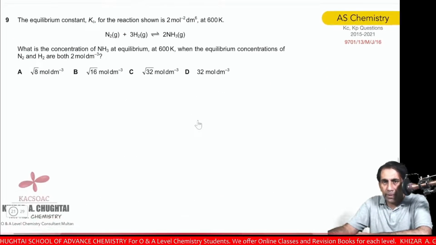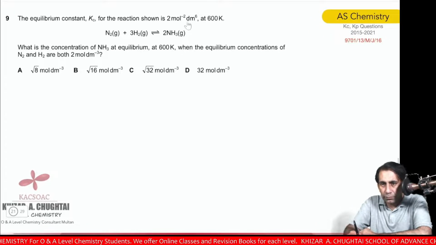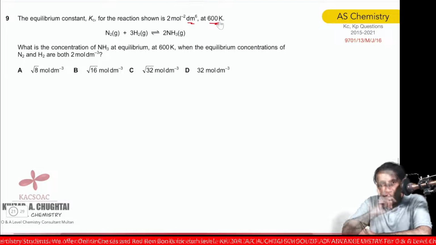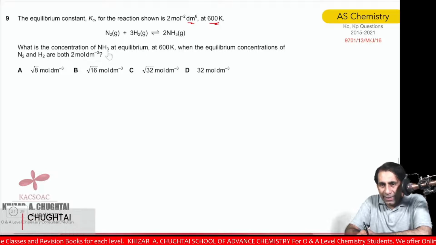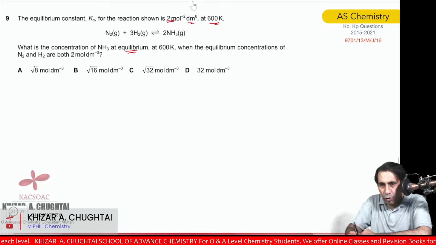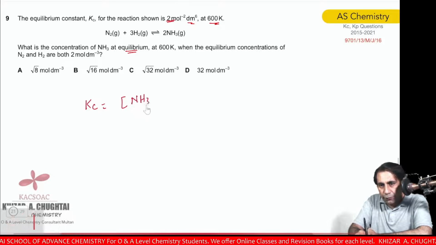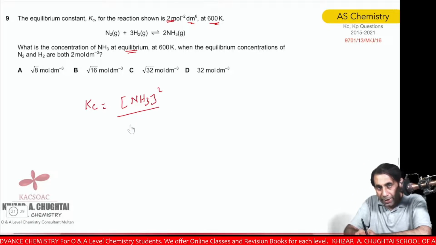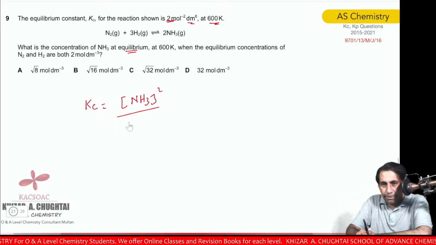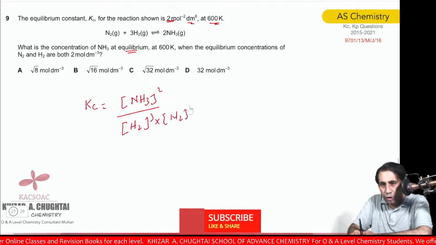Next question. Equilibrium constant Kc for the reaction shown is 2 per mole per dm at 600 Kelvin. N2 plus 3H2 goes to 2NH3 is the equation. What is the concentration of NH3 at equilibrium? Once again, he is asking to find the concentration, and Kc is given. I am going to write the expression of Kc, that is equal to NH3 raised to power 2 divided by H2 raised to power 3 and N2 raised to power 1.